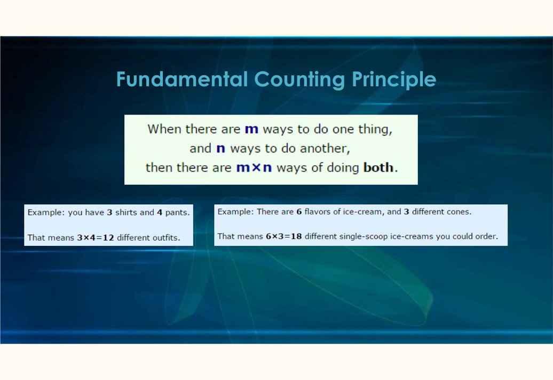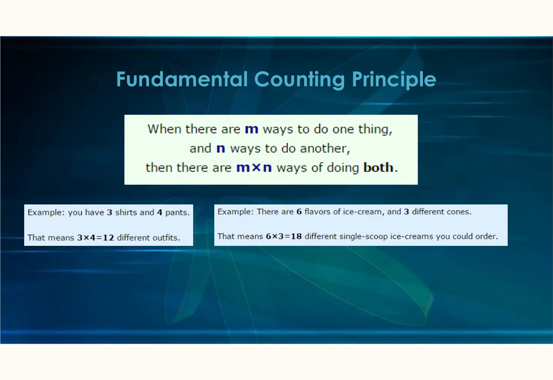So if we start with the fundamental counting principle, and we've actually already done this, we just didn't know its name, which says when there are m ways to do one thing and n ways to do another, then there are m times n ways of doing both. So if you think back to examples where you were trying to figure out how many shirts or pants or something like that you could put together, we multiplied however many shirts there were and then however many pants there were. And that would be the total number of different ways that you could arrange those.